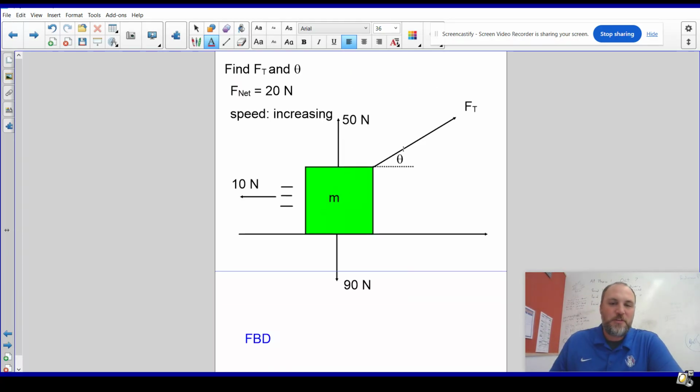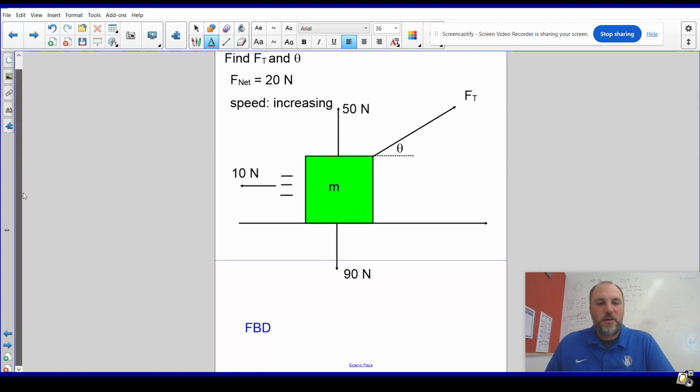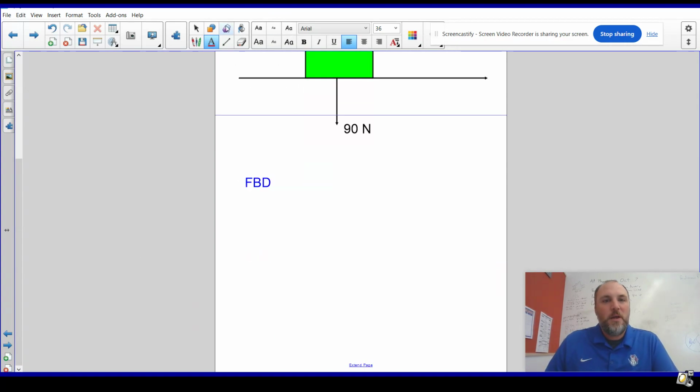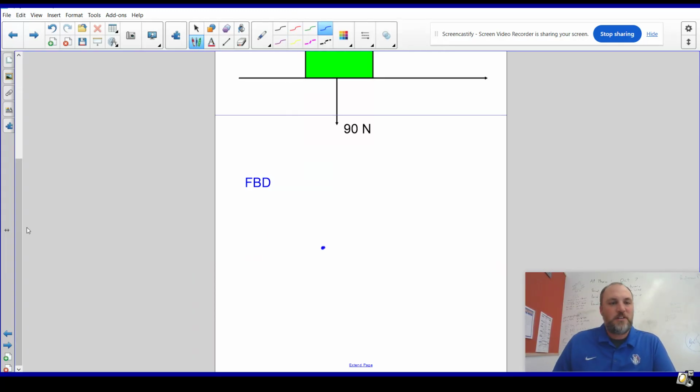We have a mass that's being pulled along with some two-dimensional tension as it travels to the right on this horizontal surface. All the forces here are given with values, but I would like to draw a quick free body diagram of the scenario. In a free body diagram, we represent the object as a dot, the center of mass. This object has a weight that is straight down, at 90 degrees.